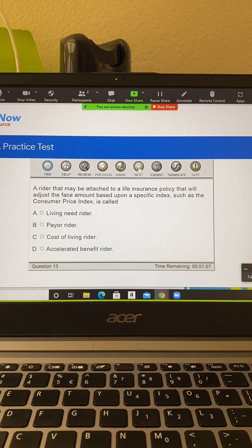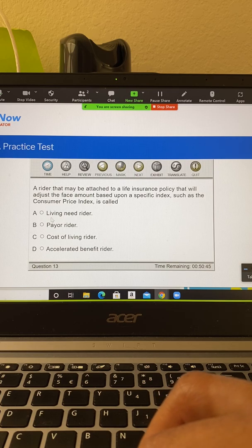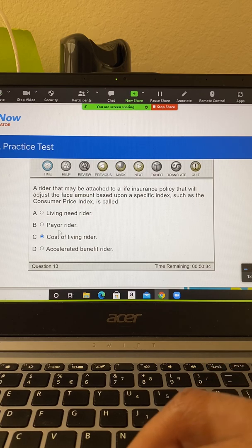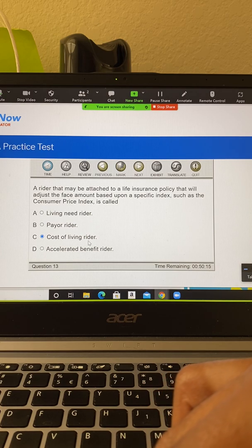A rider that may be attached to a life insurance policy that will adjust the face amount based upon a specific index, such as the consumer price index, is called what? Is that the cost of living rider? Yeah, cost of living. Living need is something they made up. Payor rider is a real thing. Accelerated benefit rider is a real thing too, but that ain't got nothing to do with increasing based on an index. The payor rider is with the juvenile, right? Right. It's a juvenile policy because the child is covered, and if the owner or parent becomes disabled, they'll waive the premium. Accelerated benefit is if you become terminally ill. So the only logical answer is C.